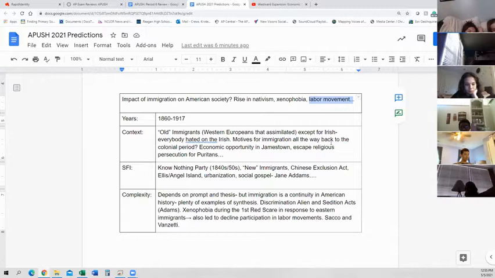Where a lot of nativists, like Americans, were trying to make movement with the labor movement. They're trying to organize. They're trying to use collective bargaining. And if they go on strike, you have poor immigrants that are willing to work those jobs. It's counterproductive. And so there was a lot of discrimination against immigrants because of that.